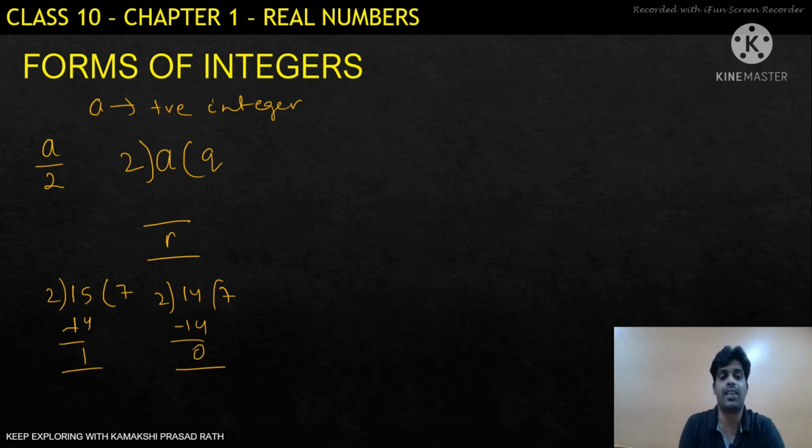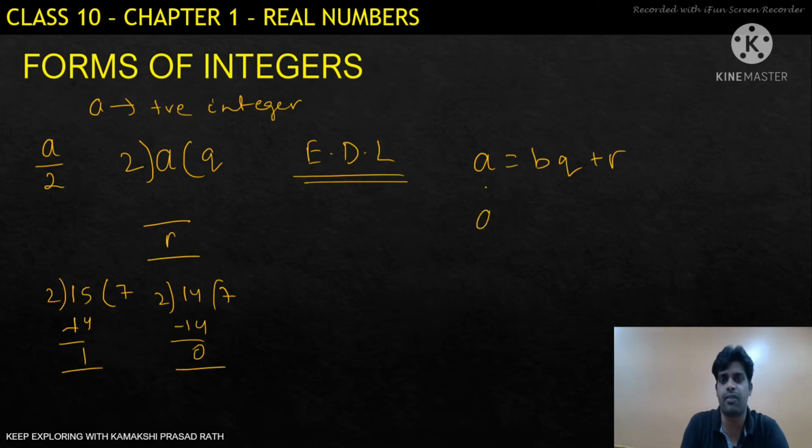Now according to our Euclid's division lemma, a equals bq plus r. What is a here? This is the unknown one, so a is any positive integer. And what is b? b is the divisor. By what have we divided? By 2, so it will be 2. And what is the quotient? The quotient we also don't know, so we have taken it as q. As per the integer a, the quotient also will change, plus a remainder.